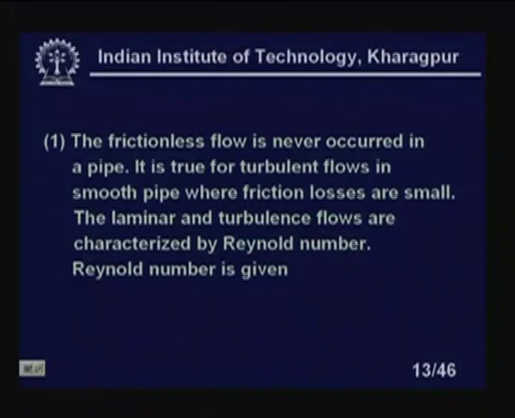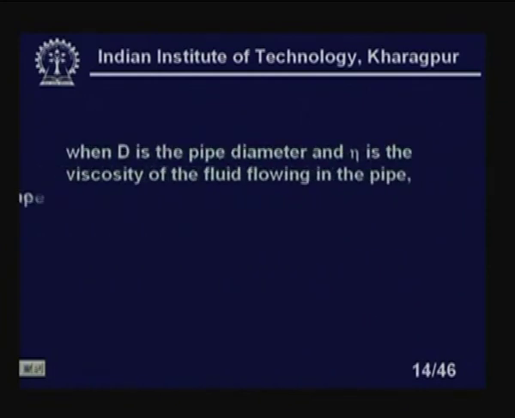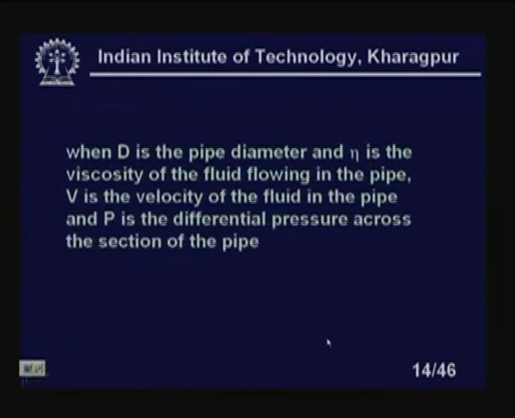The frictionless flow never occurs in a pipe. It is true for turbulent flows in a smooth pipe where friction losses are small. The laminar and turbulent flows are characterized by the Reynolds number, and the Reynolds number is given as Re equal to V d rho by eta. Okay, this will give you the Reynolds number, where d is the pipe diameter, eta is the viscosity of the fluid flowing in the pipe, V is the velocity of the fluid in the pipe, and rho is the fluid density.